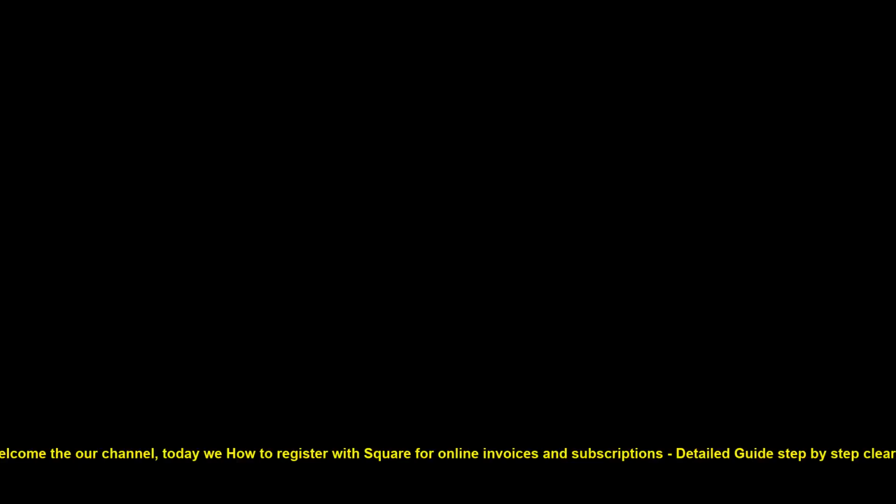Today we show how to register with Square for online invoices and subscriptions, in a detailed guide step by step clearly. To register with Square for online invoices and subscriptions, start by visiting the Square website. Once on the home page, locate the Sign Up button at the top right corner. Click on the Sign Up button to begin the registration process.